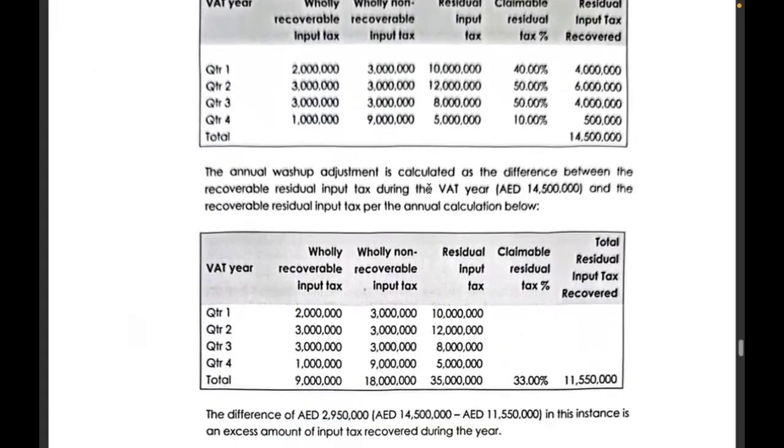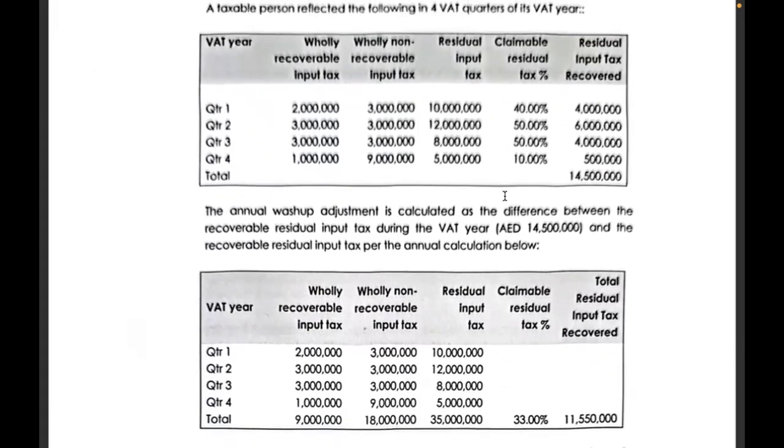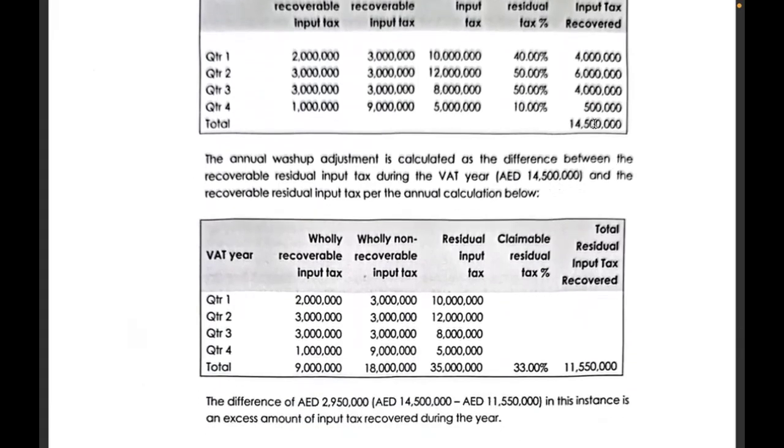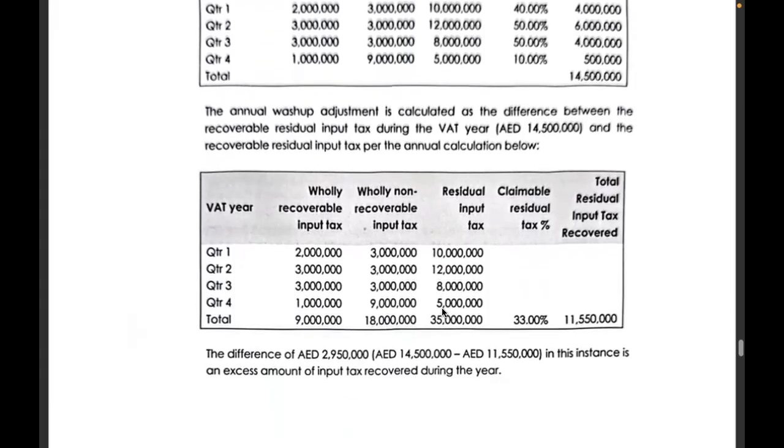The annual wash-up adjustment is calculated as the difference between the recoverable residual input tax during the VAT year. If you look at how much is the actual recoverable residual input tax, that was 14.5 million. That is the one that we had claimed in our VAT return. And then there is the recoverable residual input tax per the annual calculation. This is something that we actually claimed, but if you look at the overall yearly usage, we will find out. During the year, if you add all the 4 quarters, the input tax that was recoverable becomes 9 million. And the input tax related to exempt supplies becomes 18 million. If we add all the mixed use residual input tax, it was 35 million.